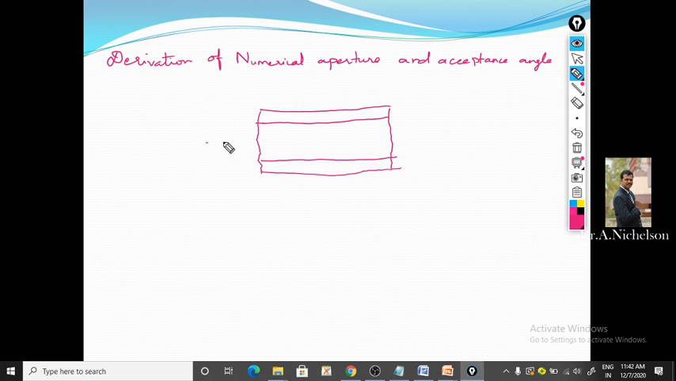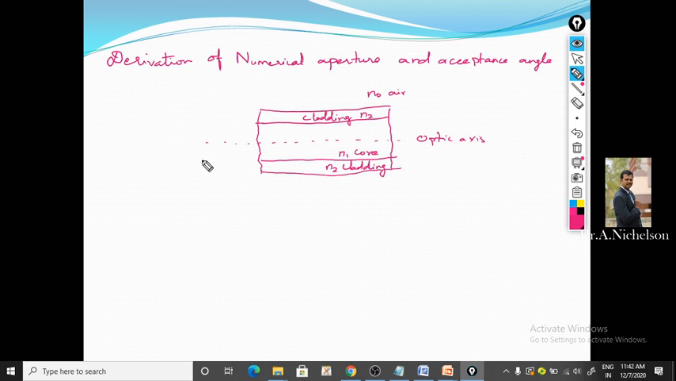So the center, this is the optic axis, and this is core, cladding, and the corresponding refractive indices are n1, n2, and this is again n2, this is again the cladding, and outside that is air, n0. Okay.